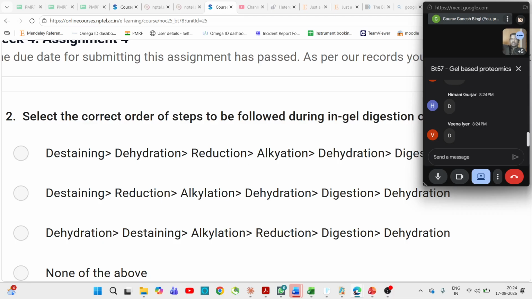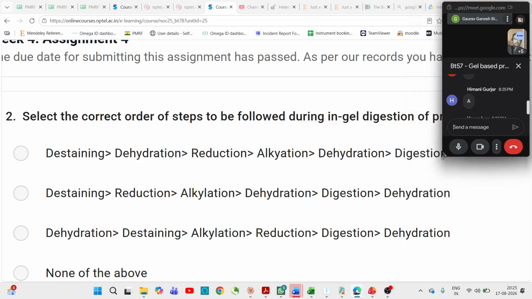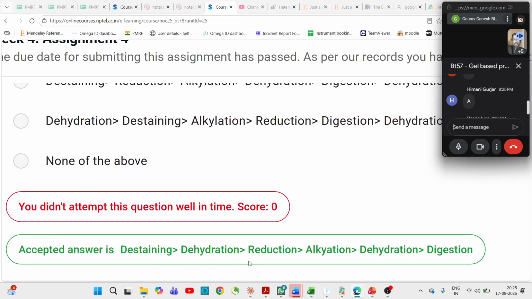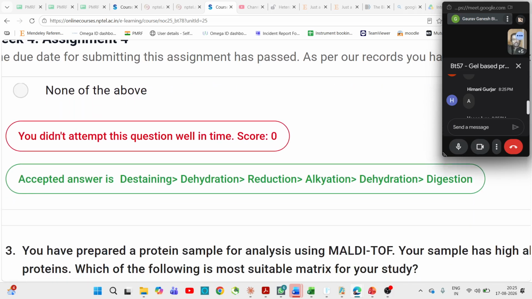Yeah, you can still see this. I think it's digestion. So select the correct order in in-gel digestion. So we went through the process of in-gel digestion. The process is destaining, rehydration, reduction, alkylation, dehydration, and digestion. Destaining, dehydration, reduction, alkylation, dehydration, and digestion.